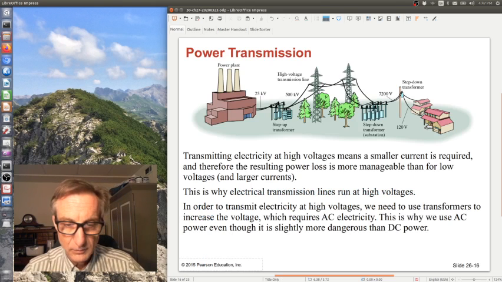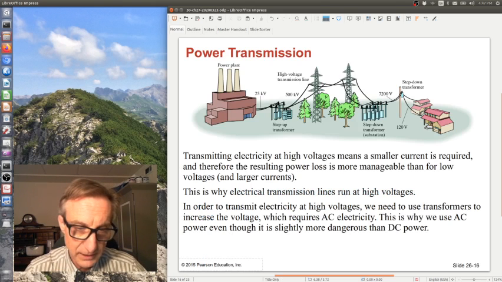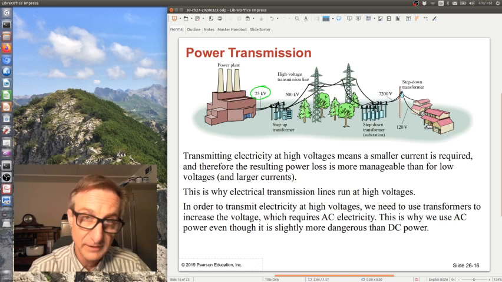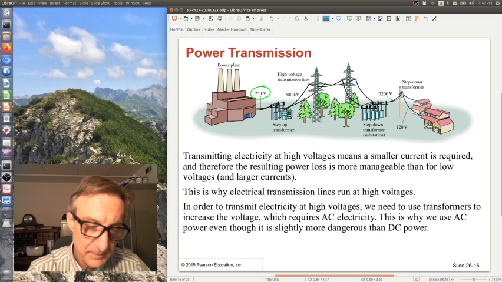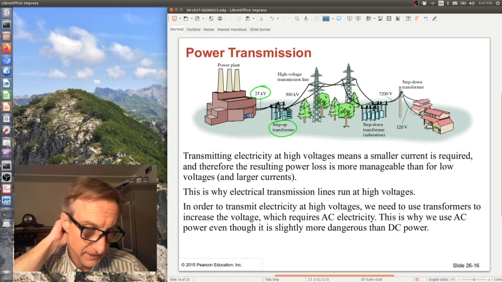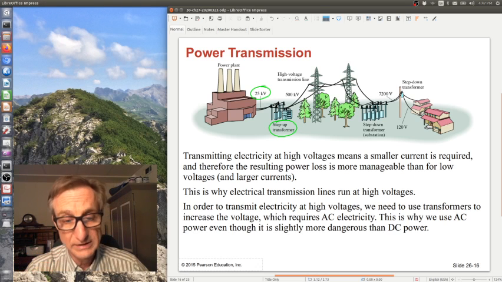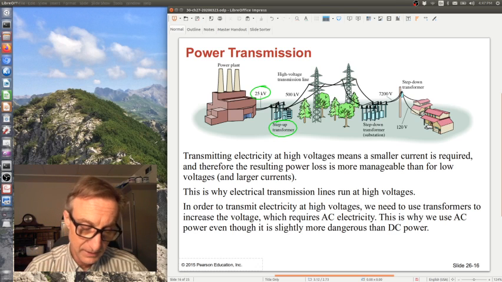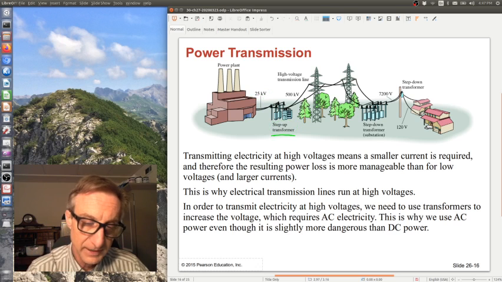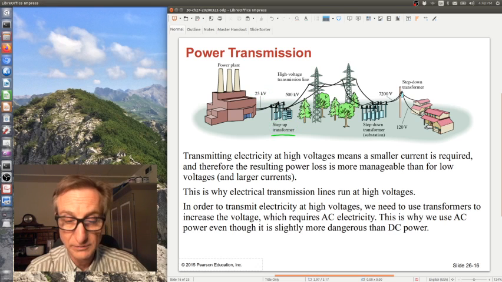So let's see how that works when we deliver power from a power plant to a house. The power plant produces AC power at, let's just say, 25,000 volts. It's a fairly typical value. Now a step-up transformer takes that 25,000 volts and raises it to 500,000 volts. So we know that the ratio N2 over N1 is 20, because 20 times 25 kilovolts is going to be 500 kilovolts. So apparently this step-up transformer has a ratio N2 over N1 equal to 20.